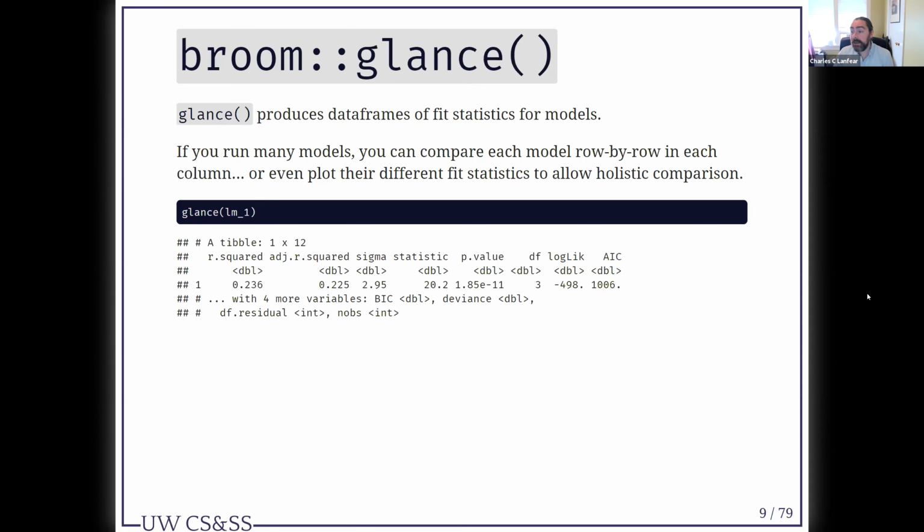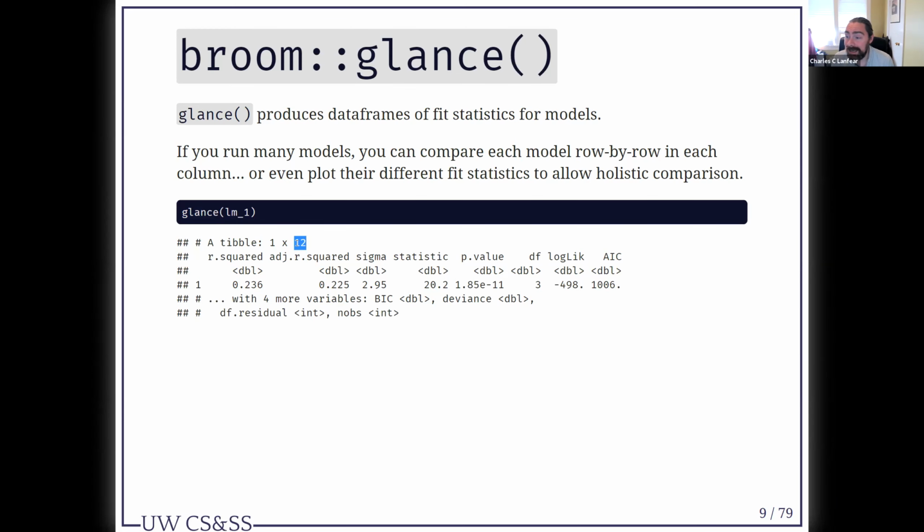So the next function built into Broom that's kind of useful is glance. Glance produces data frames of fit statistics for your models. This is the kind of thing most useful if you run a lot of models, but I still sometimes use it when I'm running a single model. So if I say something like glance, my linear model 1 object, it's going to spit out a data frame with 1 row, because I only gave it 1 model, and 12 columns.